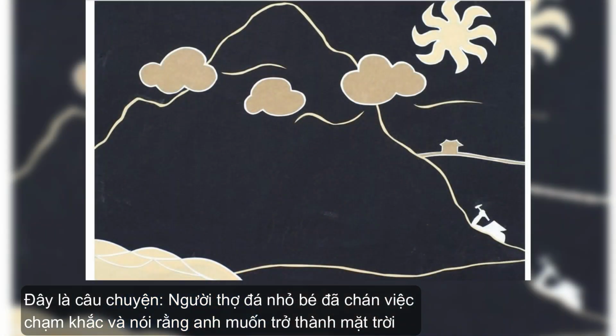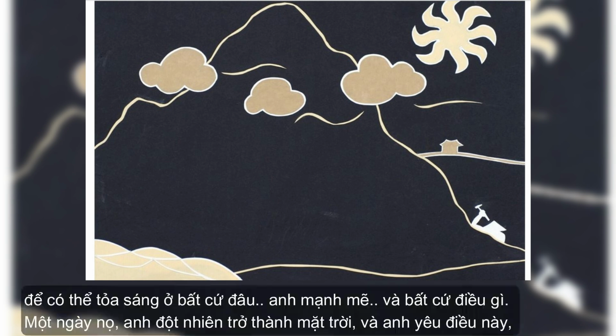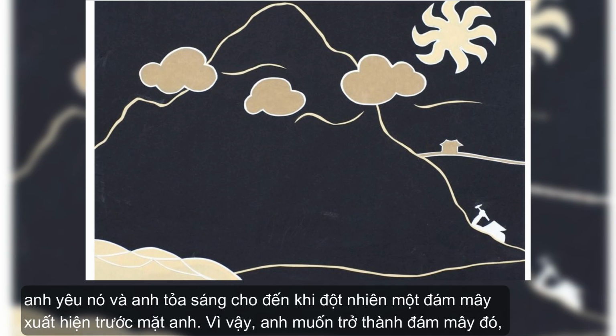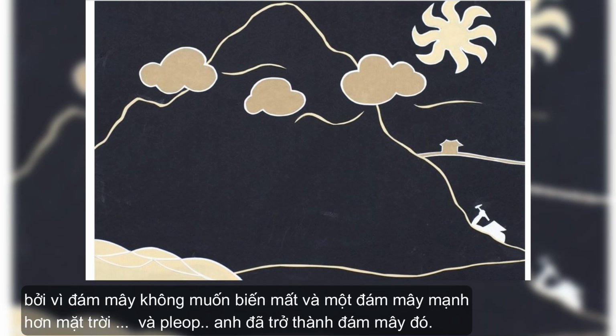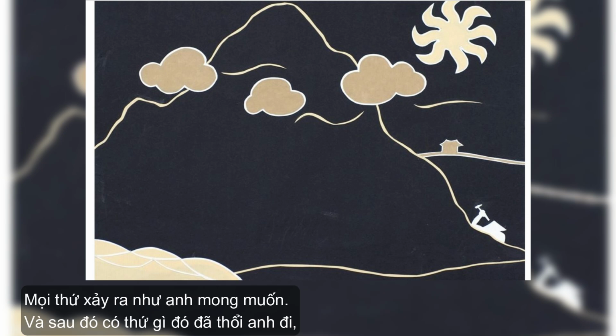But this is the story. The little stonemason was tired of carving and said, "Oh, I'd like to be the sun." So he could shine, and he was powerful. And one day he suddenly became the sun. He loved it, and he was shining, till suddenly a cloud appeared in front of him. So he wanted to become that cloud, because the cloud didn't want to go away, and thus a cloud is more powerful than the sun. And poof, he became that cloud. Everything happened as he wished.